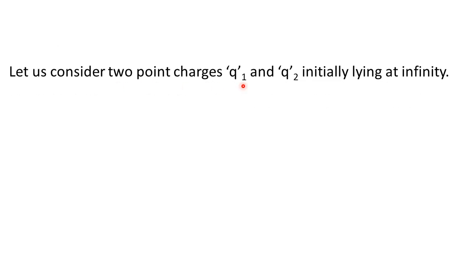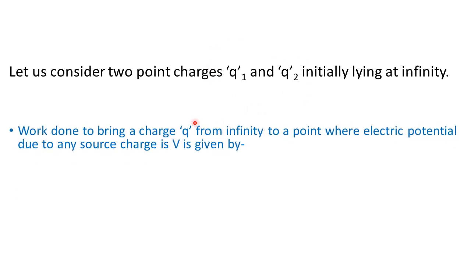Now firstly we will consider a system consisting of 2 point charges q1 and q2. We know that when q point charge is being brought from infinity to any point in this space where already there is electrostatic potential V due to a source charge, then work done in bringing this q charge is given by W is equal to q into V. V is the electrostatic potential present there due to any source charge.